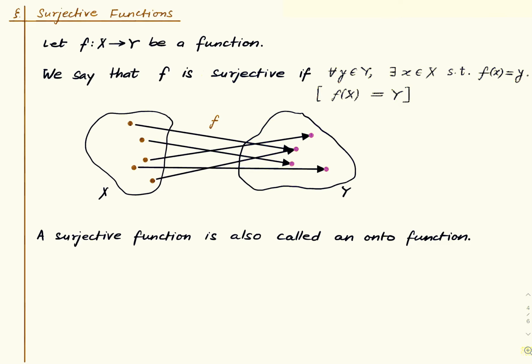So once again, for each element in the target, there is something in the domain which maps to it, right? So that's a surjective function, and a surjective function is also called an onto function. But again, I will refrain from using this. This is what I will use.